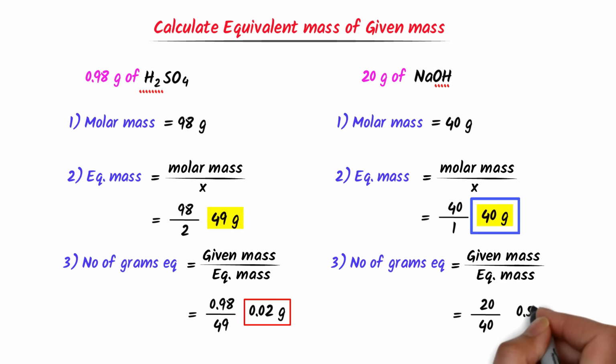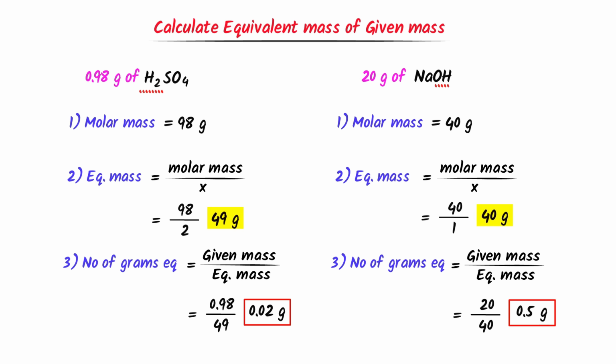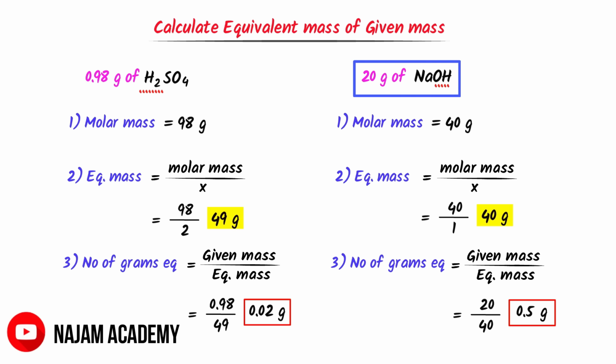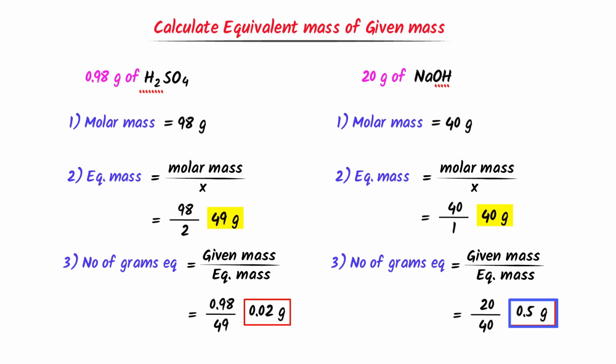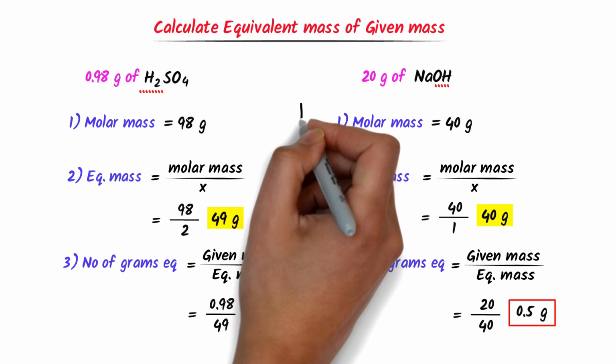I get 0.5 gram. Now this 0.5 gram equivalent means that if we take 20 gram of sodium hydroxide, only 0.5 gram has the capacity to react. Let me repeat it. If we take 20 gram of sodium hydroxide, only 0.5 gram has the capacity to react. Therefore, by the help of these 3 steps, we can easily calculate the number of gram equivalent and given masses.